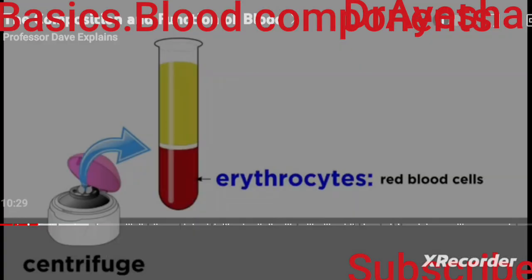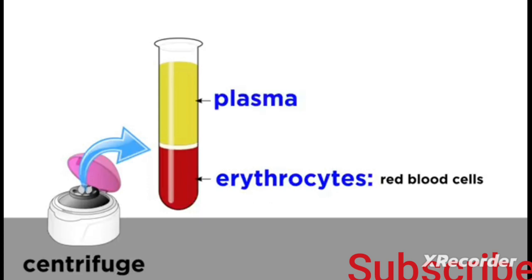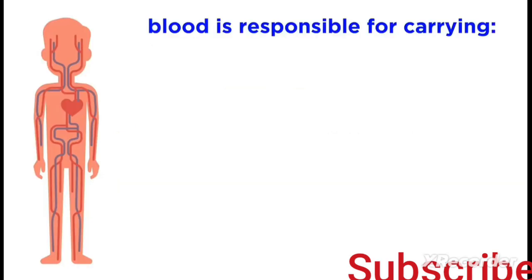will separate into its components. The densest section is comprised of erythrocytes, or red blood cells, and the least dense section will be the yellowish plasma. They are separated by the buffy coat, a white layer containing platelets, as well as leukocytes, otherwise known as white blood cells.